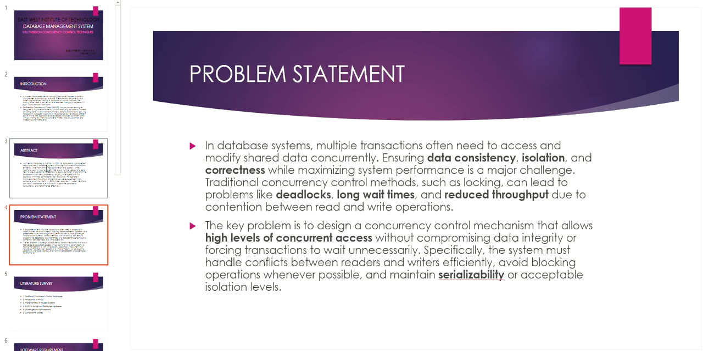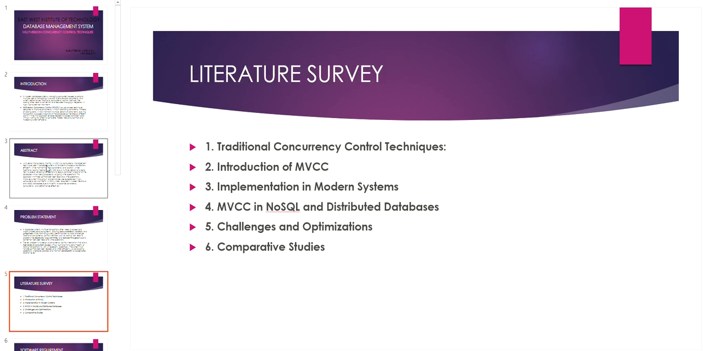The problem is, how can we allow high levels of access without compromising data integrity? The simple answer is, locking systems slow things down and lead to deadlock. MVCC avoids this by letting readers and writers work independently while still maintaining isolation and correctness. So in slide number 5 we have the literature survey.